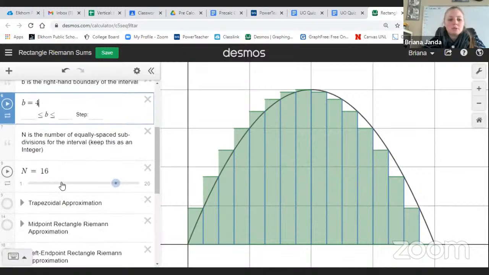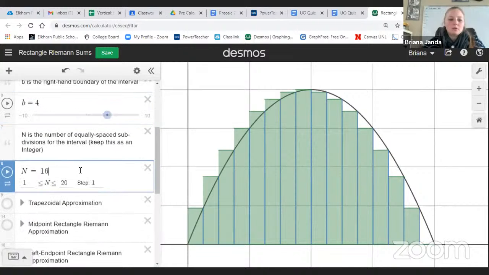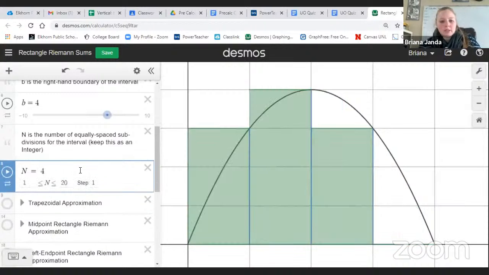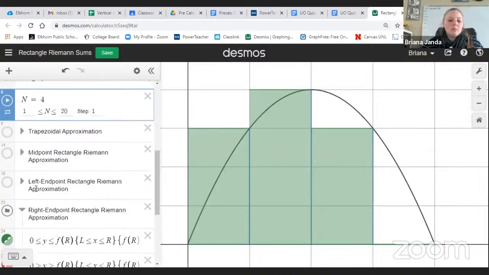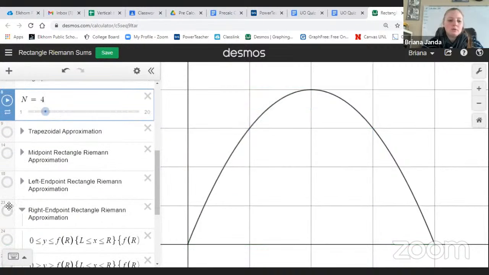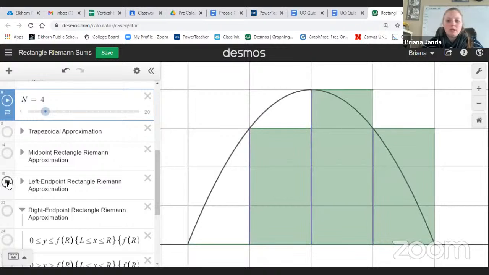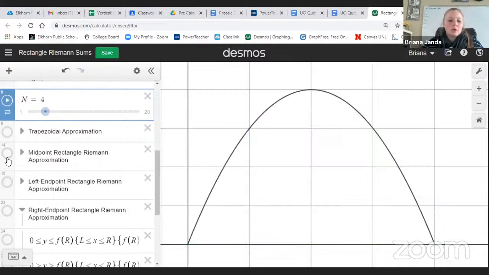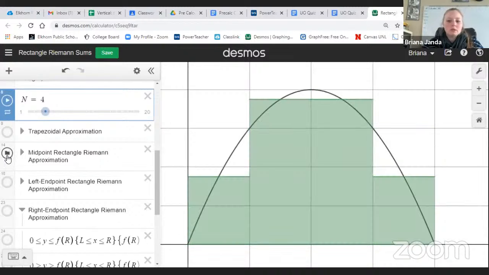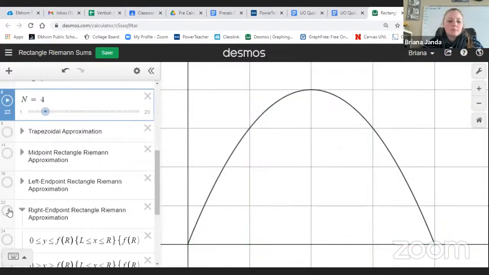So here are your options. N refers to our number of rectangles. We initially did 4 rectangles, and we did them using the right endpoint, and that's what's highlighted here. I could, instead of doing the right endpoint, do the left endpoint. Notice this first rectangle doesn't show up because its left endpoint is already on the curve. Instead of doing left endpoint, I could do midpoint. Okay, but we did right. So that's what ours matches.